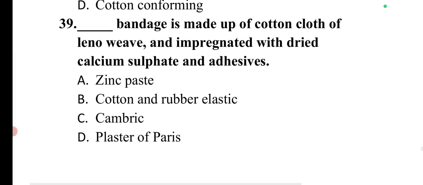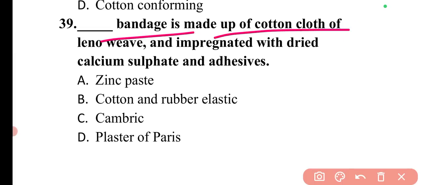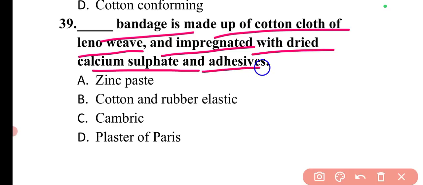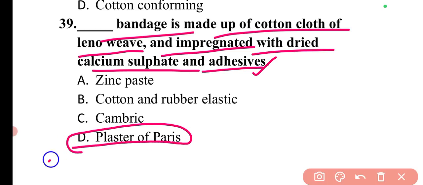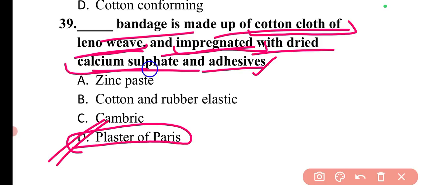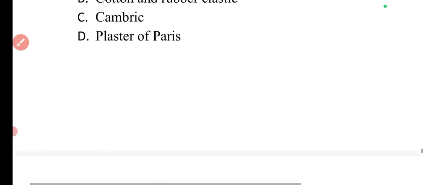Next question is, dash bandage is made up of cotton cloth of lino weave and impregnated with dried calcium sulfate and adhesives. So these types of bandages are plaster of Paris. So here option D is the correct answer. So these are made up of cotton cloth of lino weave and they are impregnated with dried calcium sulfate and adhesive. This is all the information you need to remember because the question can be transformed in another way also. Then moving to the next question.